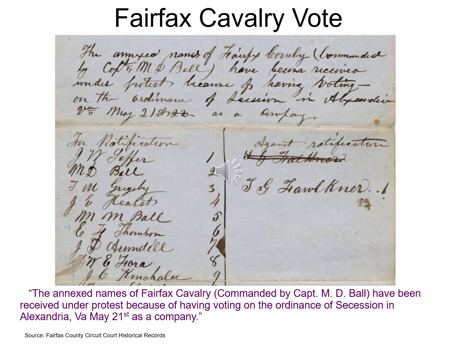This image from the voting record shows another voting irregularity. These votes were received under protest. Quote, "The annexed names of Fairfax Cavalry, commanded by Captain M.D. Ball, have been received under protest because of having voted on the Ordinance of Secession in Alexandria, Virginia, May 21st, as a company." Mottram Ball, the captain there, he came from the Lewinsville area. And again, you see names here that are known in Fairfax County history. Ball, number 2. Ball, number 5.